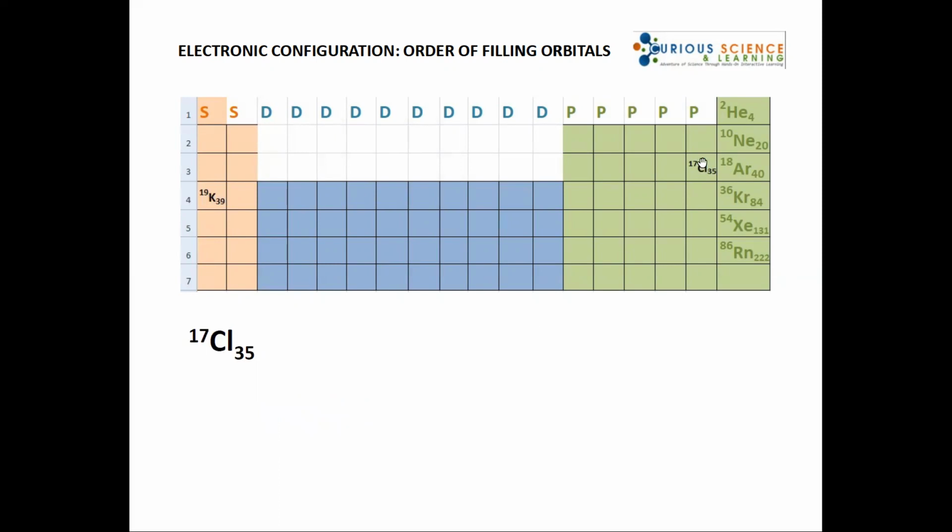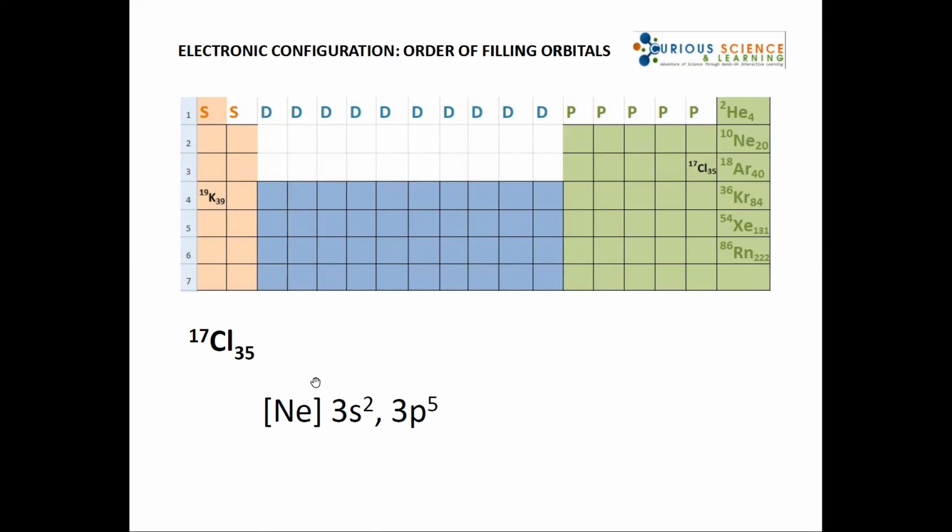The previous noble gas is neon, which is 10. Out of 17, 7 electrons are left. The s got filled, here the s2 is filled. This is the third period, so 3s2 is filled. After 3s2 it comes to 3p: p1, p2, p3, p4, p5. It ends with 3p5. So this is the electronic configuration.